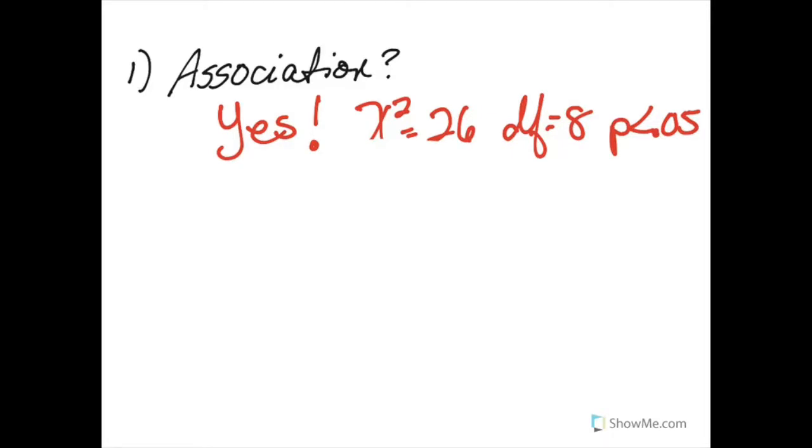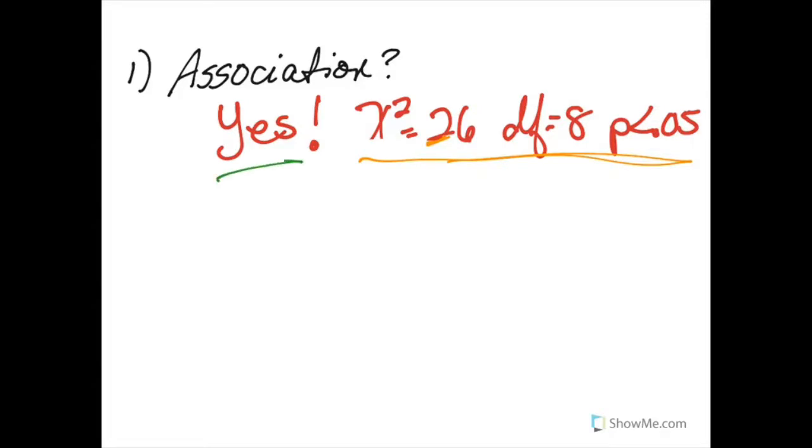Oops, I'm erasing the evidence. All right, it's late. And we report our evidence. We say chi-square equals 26, degrees of freedom equals 8, and the p-value is below 0.05. When the p-value is below that, we reject the null, and we conclude there is an association.